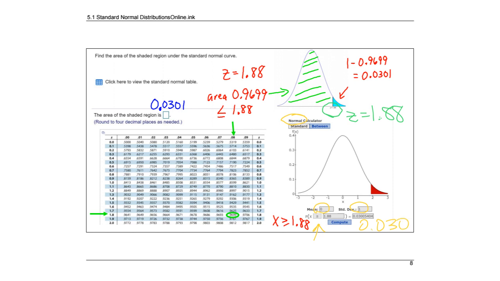0.030. Now the work up here on top is if we use the table. All right, I highly suggest using StatCrunch and not the table, and just stick with one method so that you don't confuse yourself.